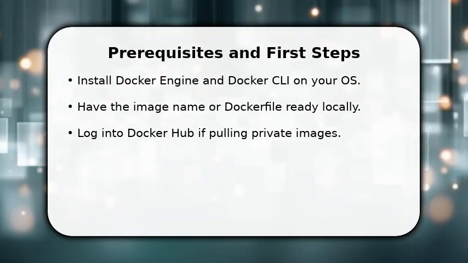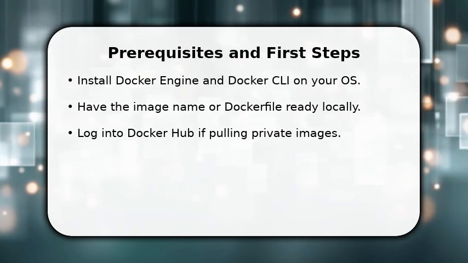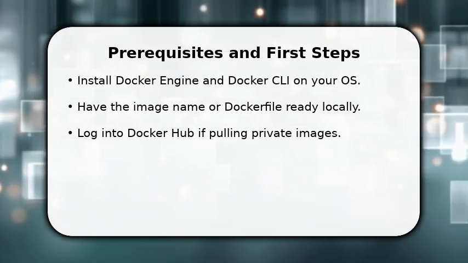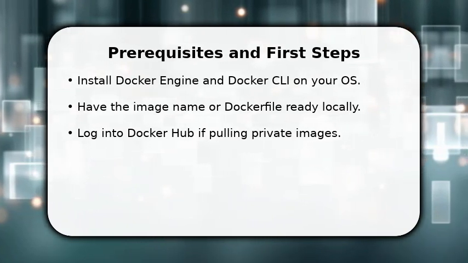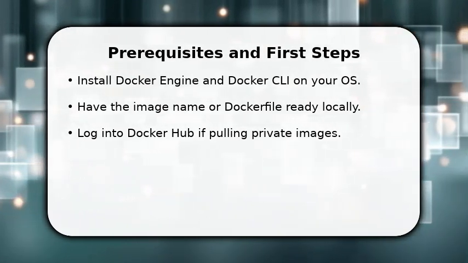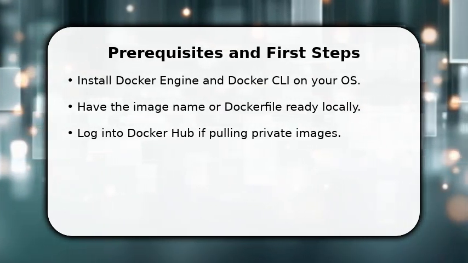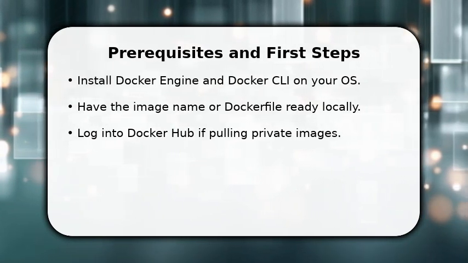You start by confirming prerequisites: Docker Engine installed, CLI accessible, and network connectivity. Next, pull or build an image immediately so you can iterate. Run docker pull <image-name> or docker build -t <image>. Once done, list images with docker images to verify.